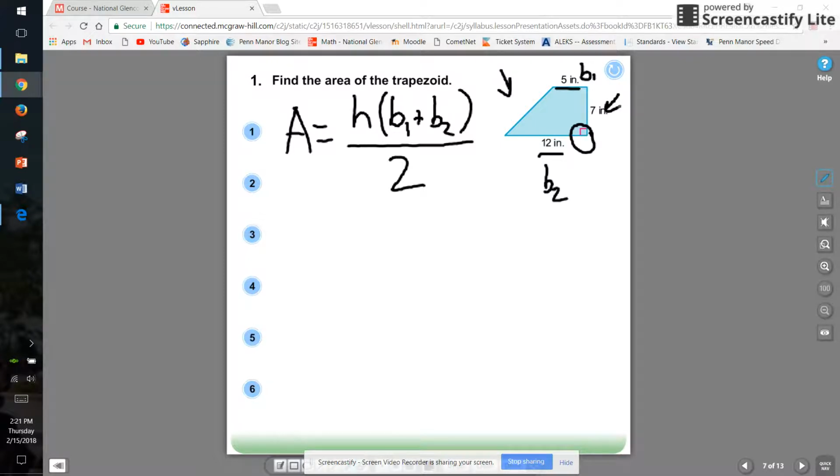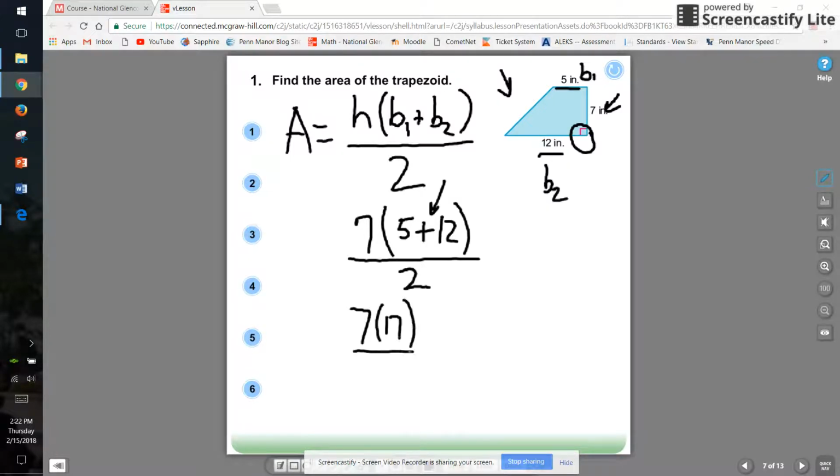All right, so let's plug numbers into our formula. I have the height at 7. And we have B1, which is 5 inches, plus B2, which is 12 inches. And then after we get all that, we're going to divide by 2. Step 1, if you remember our order of operations, parentheses comes first. So we have to do this 5 plus 12, which is 17. So our next line item might look like 7 times 17 divided by 2.